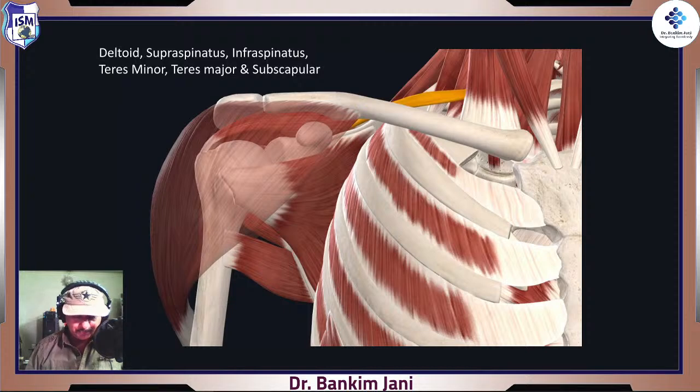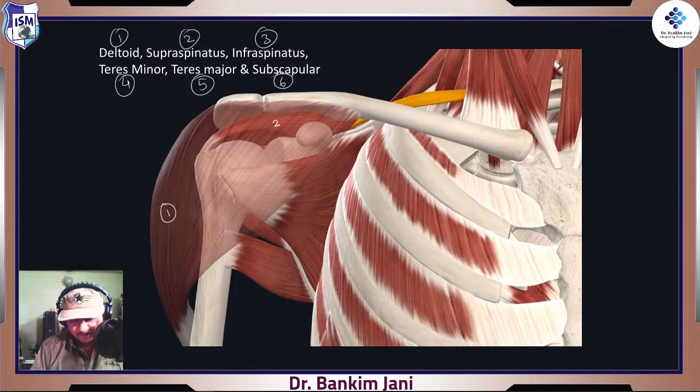Now at this point of time, you should be able to identify all these muscles. So let's say deltoid is 1, supraspinatus is 2, infraspinatus is 3, teres minor is 4, teres major is 5, and subscapularis is 6. I give you 15 seconds, can you identify all of them? Deltoid should not be a problem. If you say this, it is correct. That is deltoid. Supraspinatus, yes, it can be seen. Where is infraspinatus?